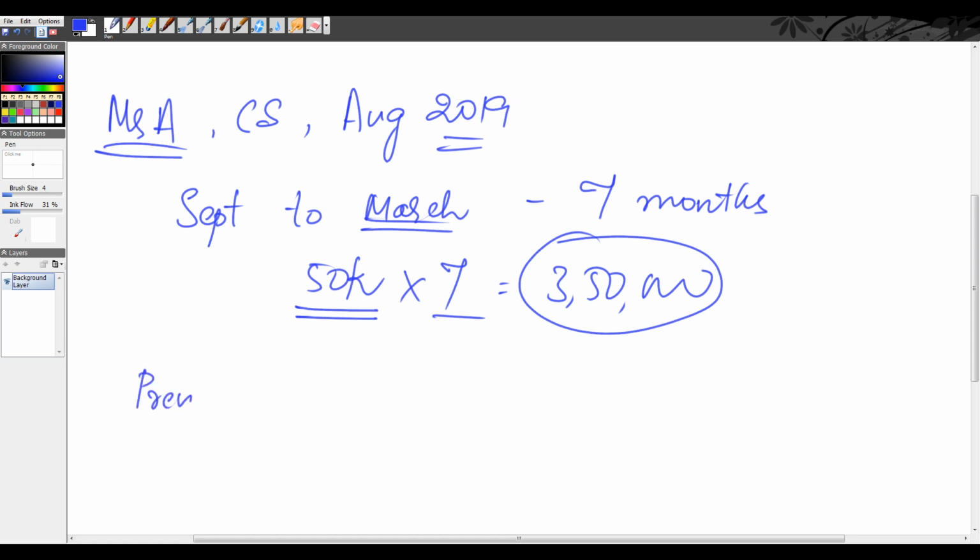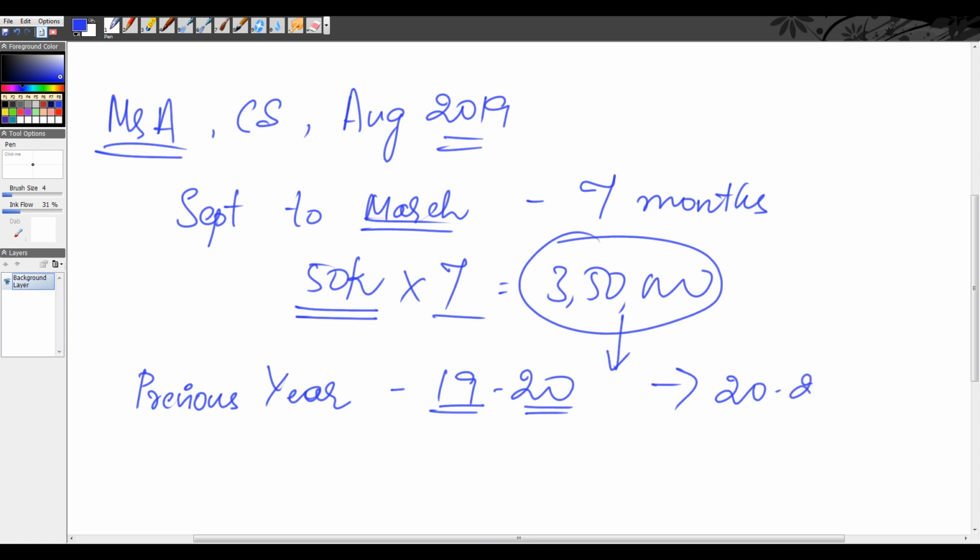This previous year would be nothing but previous year 19 and 20. Why is this previous year 19 and 20? This is previous year 1920 because he has earned this income in the year 1920. So this is called the previous year. And this income will be taxed in the next year, that is 2021. This is called the assessment year.